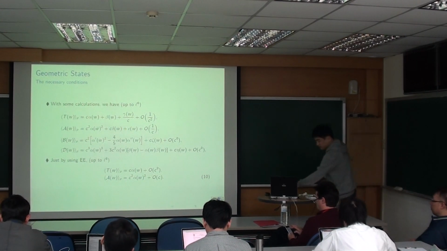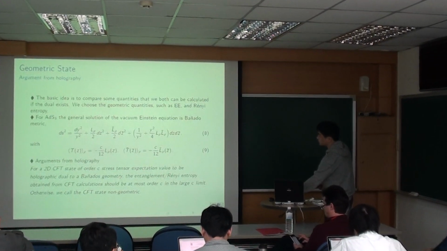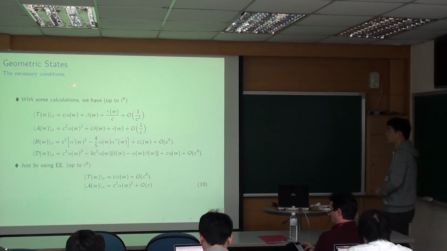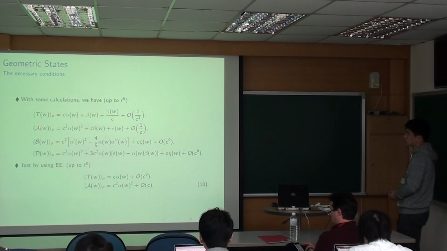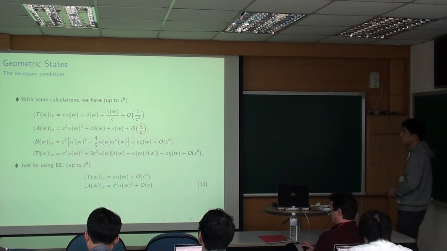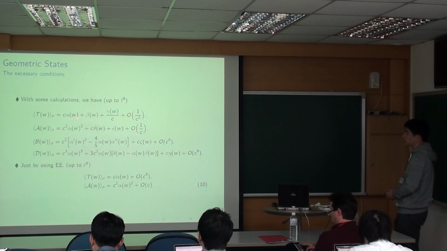We can use the CFT calculation in this one. It's very complex, but I just summarize the result. The result is that we get some constraints on the quasi-primary operators. These are the operators that appear in the OPE of the twist operators, at level 2, level 4, level 6. You can see that at the leading order, they are determined by the expectation value of T. But the higher order may be related to other parameters. But the leading order is just determined by the expectation value of T.